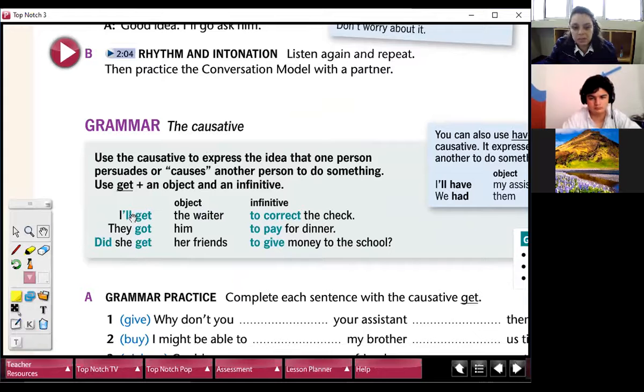I will get, because it's in the future. Get, because here it says that you have to use get. The waiter to correct the check. They got, because it's in the present, to pay for dinner. Did she get her friends to give money to the school?